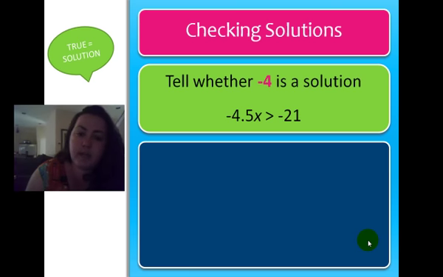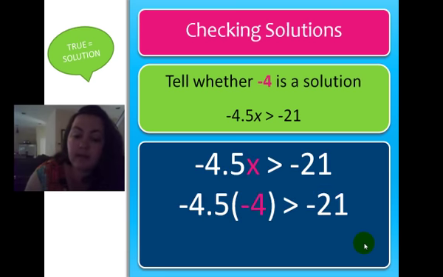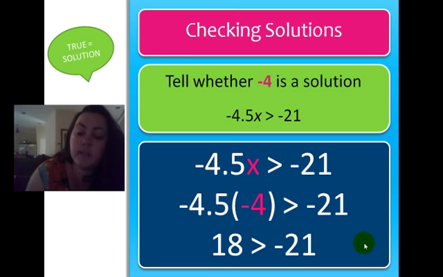Alright, see if you can see if this one is a solution. Tell whether negative 4 is a solution to negative 4.5x is greater than negative 21. So I'm going to plug in negative 4 for x. Negative 4.5 times negative 4, negative times negative is a positive, so I get positive 18 is greater than negative 21. Well, this is true, so negative 4 is a solution to this inequality, negative 4.5x is greater than negative 21.